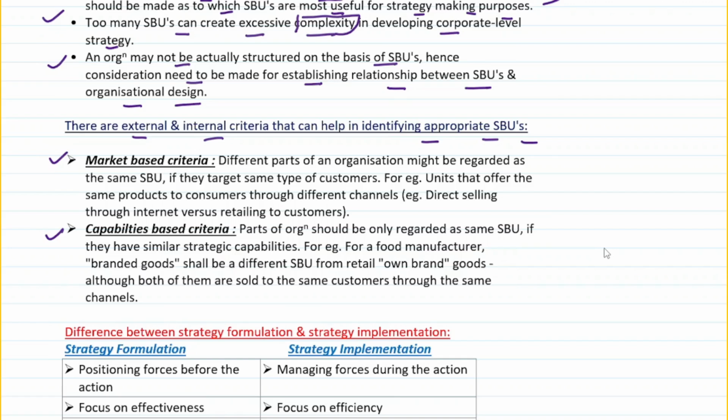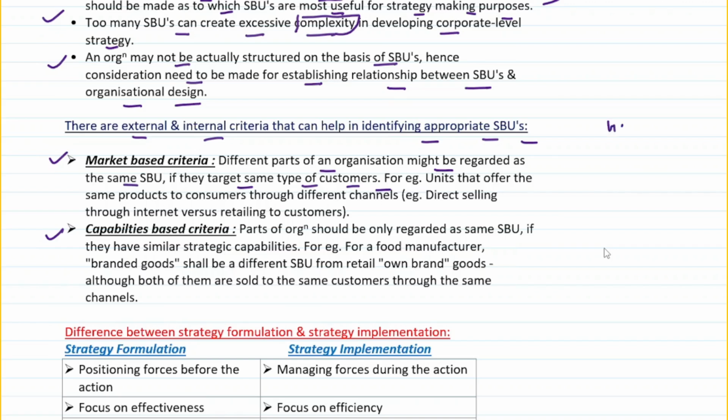Now what exactly is a market based criteria? Different parts of an organization might be regarded as the same SBU if they target the same type of customers, right? Why the same SBU? Because they may be targeting the same type of customers.